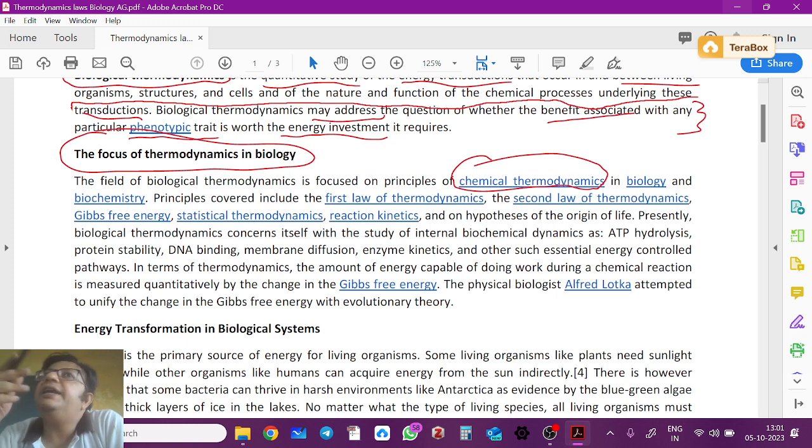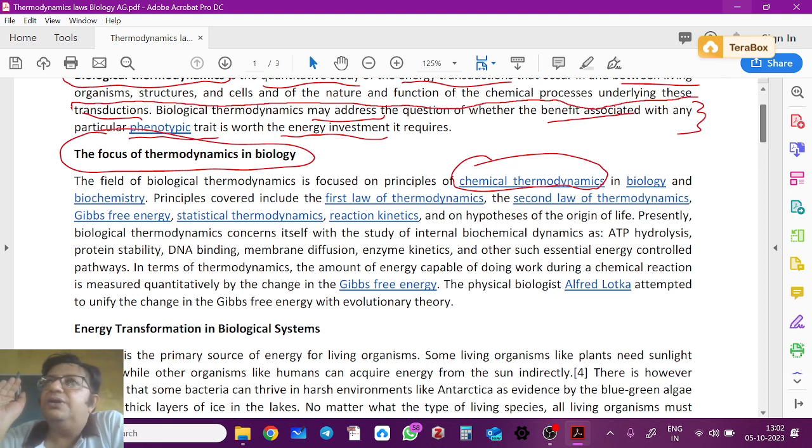Gibbs free energy is an internal energy present in an organism or in a molecule. Every molecule in this world has got some energy present inside it. That is known as free energy. Now, when a chemical reaction takes place, a substrate is getting converted to a product. While this product is being formed, there are two types of reaction. One takes in heat or energy, and one releases energy.